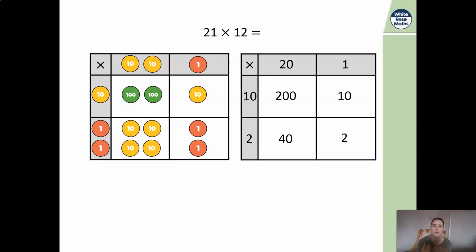So here you can see, even though we use the counters, we have to do that additional step of writing down the answers. You can just do it straight away without using the counters. Now, all we need to do is add them together, and our answer gives us 252.